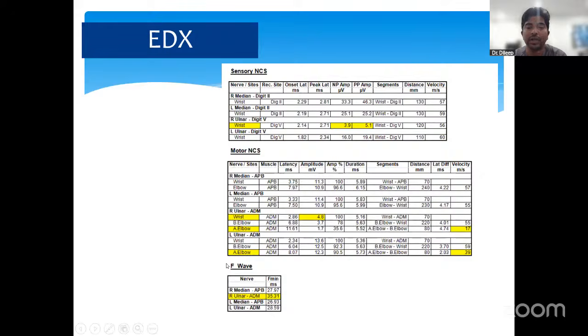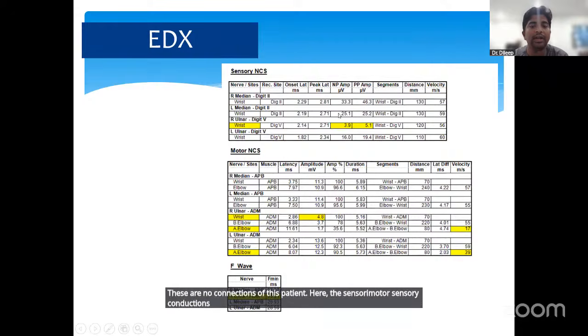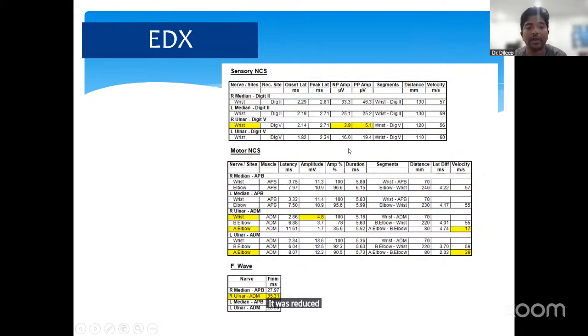These are the nerve conductions of this patient. Here, the sensory conductions, comparing the right and left median nerve, were in the normal range, that is 33 and 25, and the latency is also normal. In the right ulnar, it was reduced when compared to the left ulnar, more than 50% reduced.